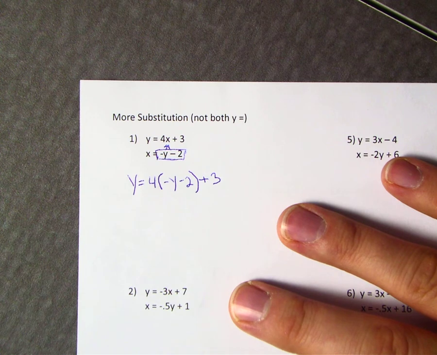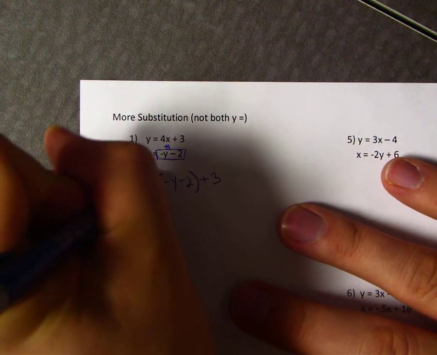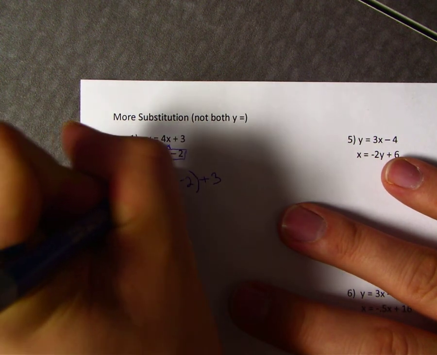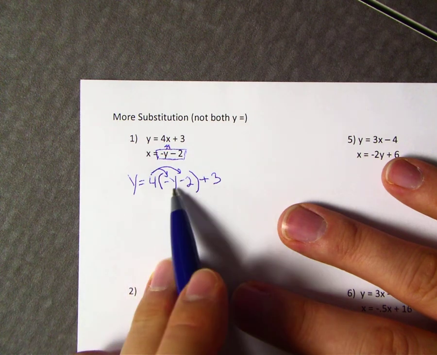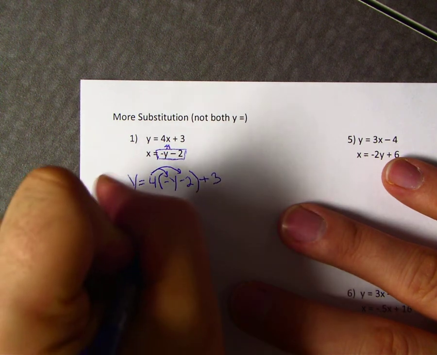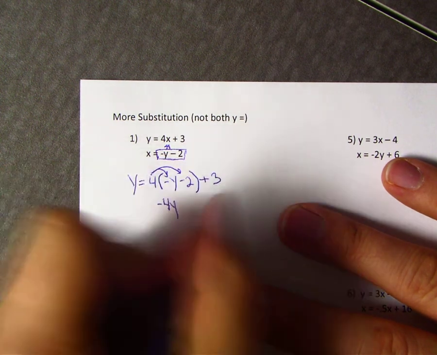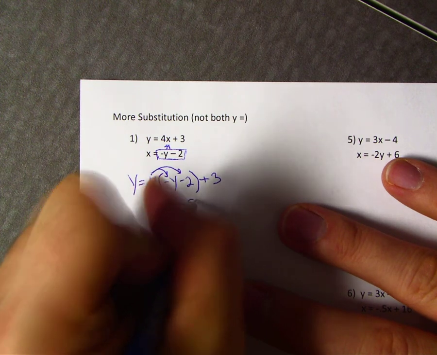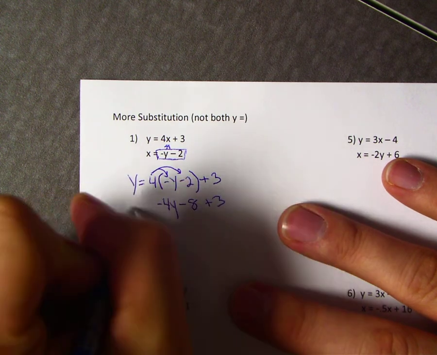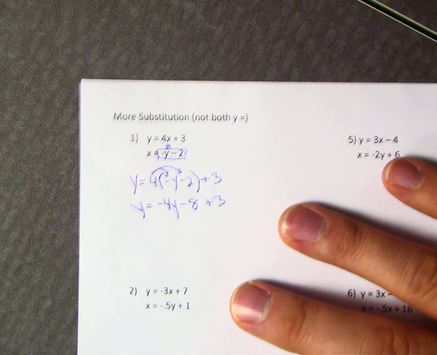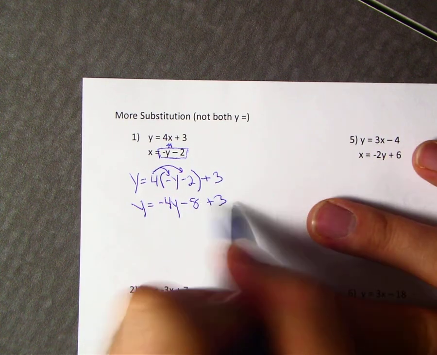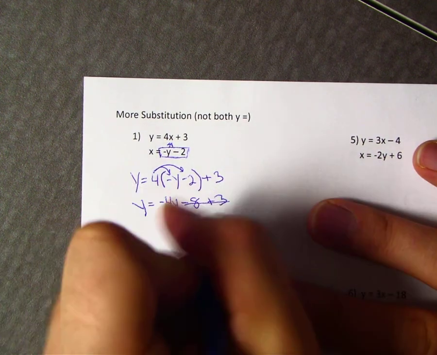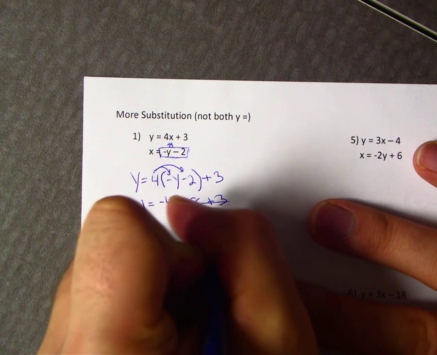Now this is a little bit more complex of a problem because you do have to remember how to use the distributive property. So if we distribute here, 4 times negative y is negative 4y. 4 times negative 2 is negative 8. We still have the plus 3, and we still have the y. We can combine the negative 8 and the plus 3 together to give us minus 5.